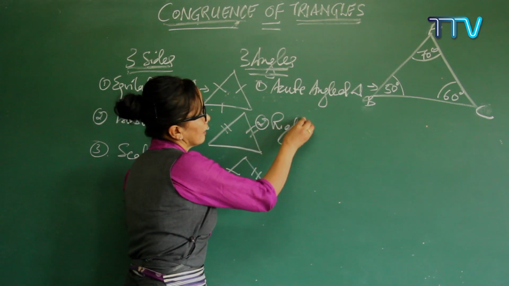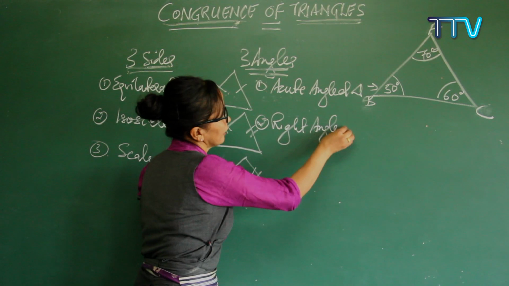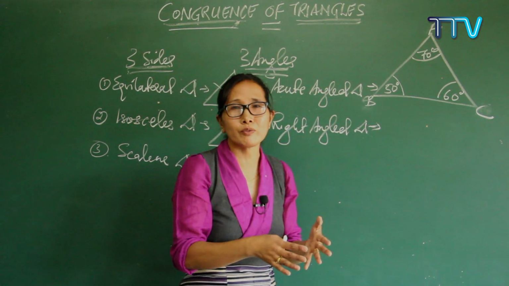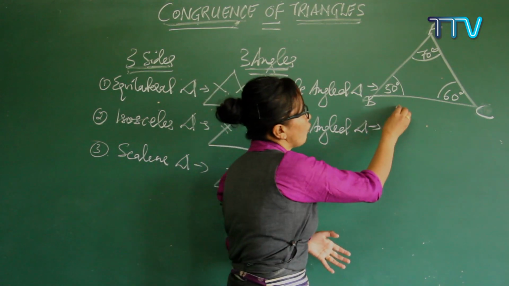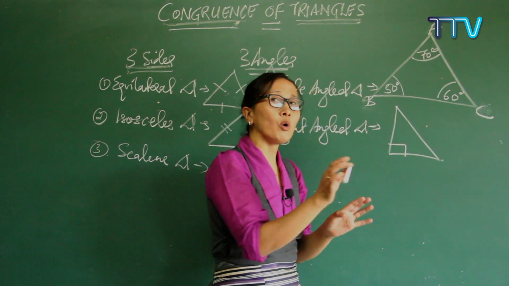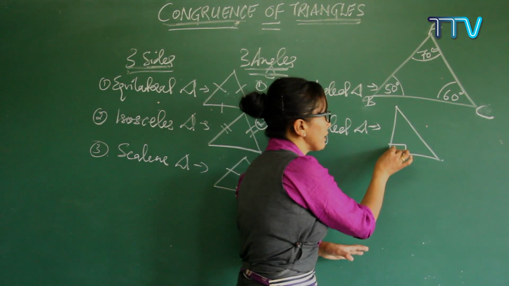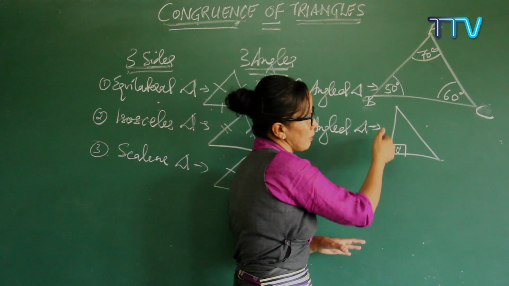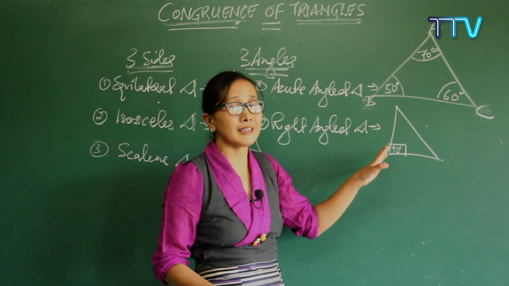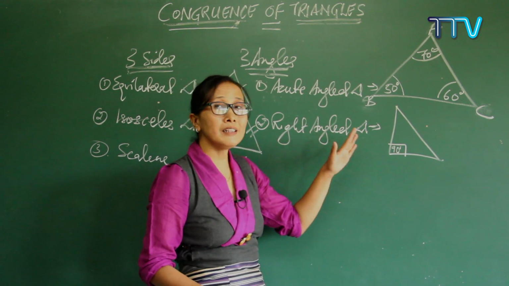Next, right angle triangles. Right angle triangle means what? You don't have to look at all three angles. You just have to look at one of the angles of a triangle. One of the angles of a triangle has to be always 90 degrees. If one of the angles, A, B, C, whatever it is, is exactly 90 degrees, then it is called a right angle triangle.